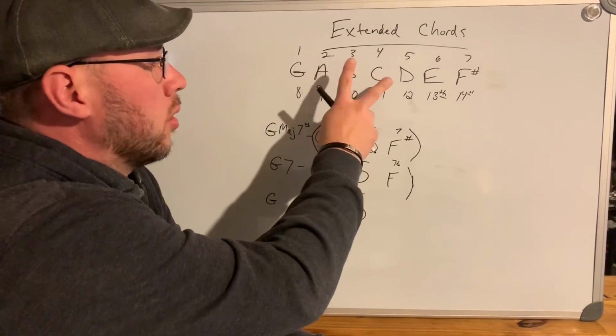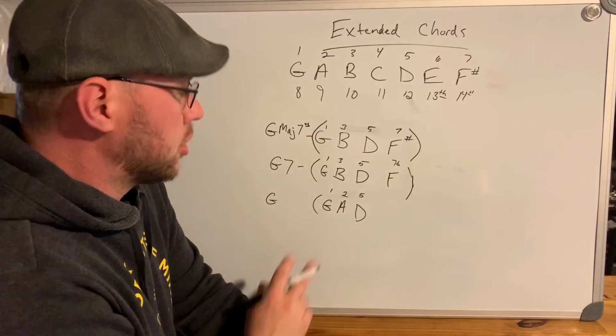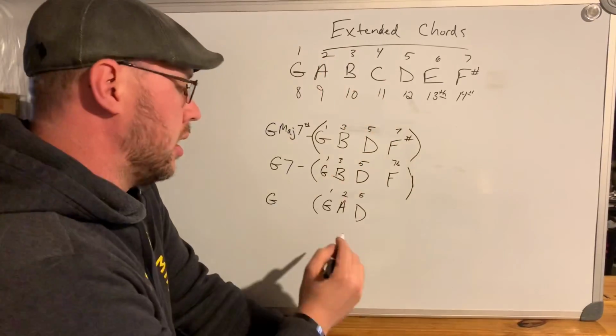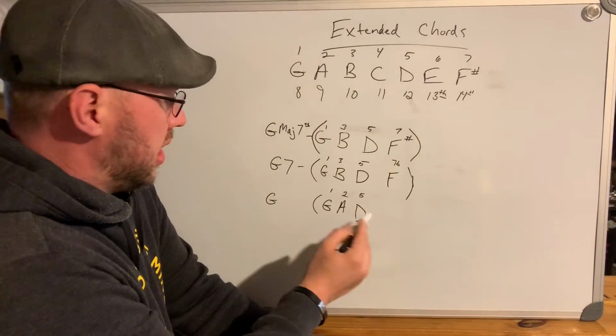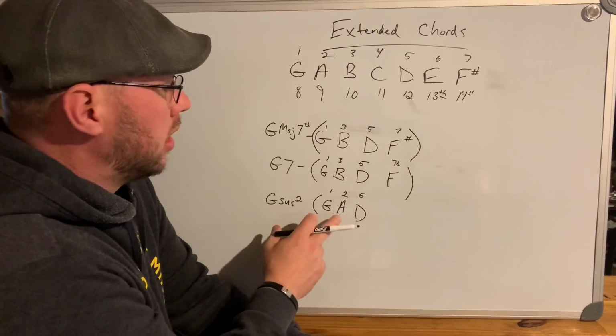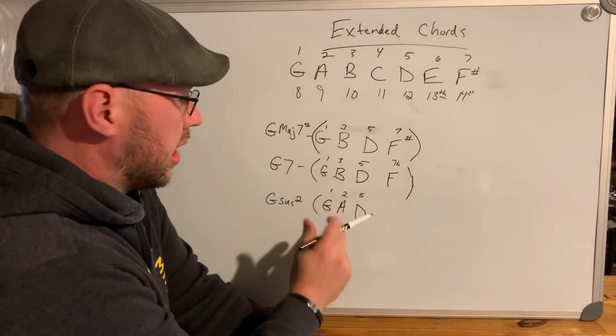We're replacing it with the 2nd. You can use the 2nd or the 4th. I'll show you the 4th in a minute. But we're going to suspend it. We're replacing it with the 2nd. So now we have this, what you would call a G sus 2. You're suspending the third, replacing it with the second. All right.